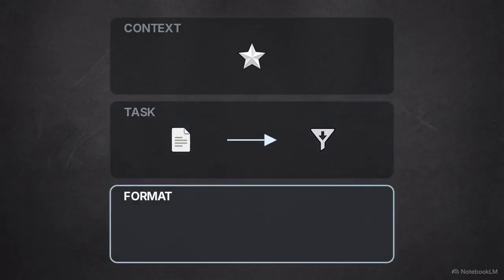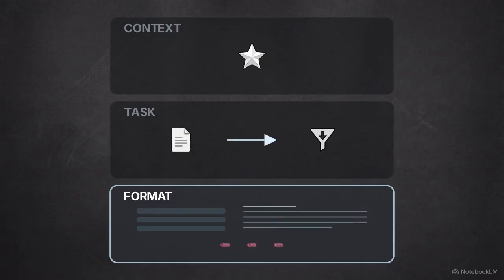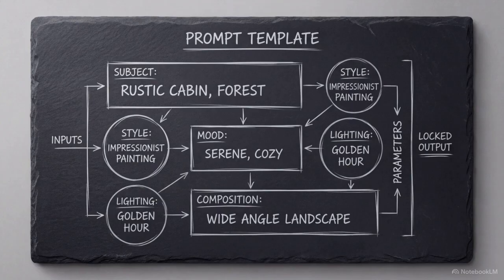Step 3 is format, dictating the structure of the output. We specify that we need exactly 3 title options, a medium-length description, and clearly headed sections. Using this rigid formula removes the guesswork. It forces the AI to execute exactly what you need without making assumptions about your goals.